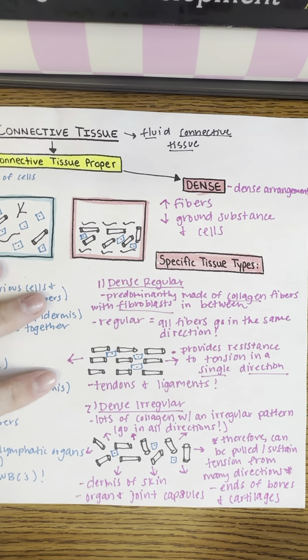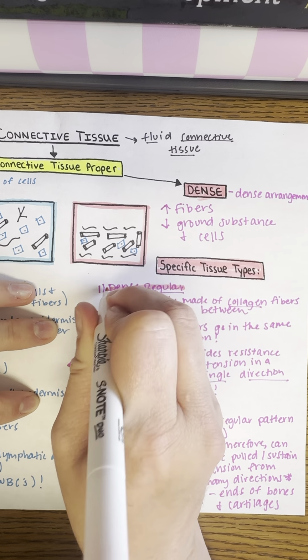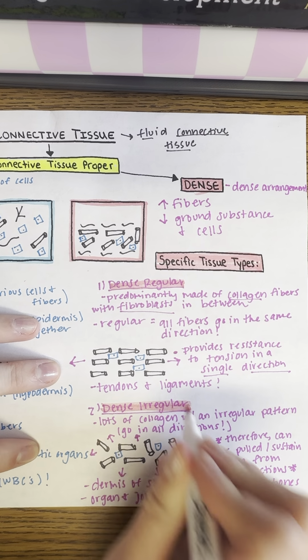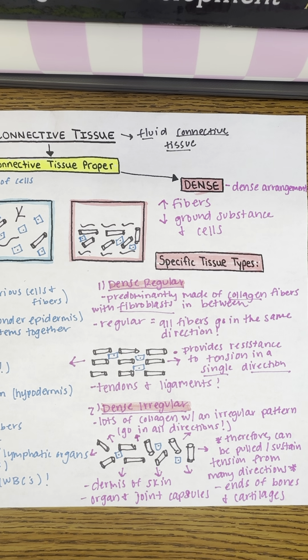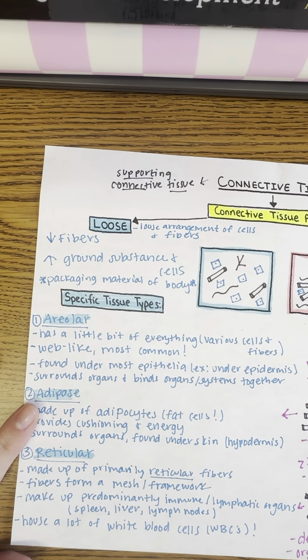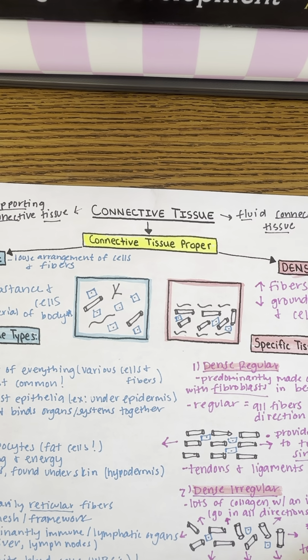All right, so once again, we have our two different types of dense connective tissue, dense regular and dense irregular, depending on how those fibers are laid out within the tissue. All right, and there we have it. We have our examples of both types of connective tissue proper.